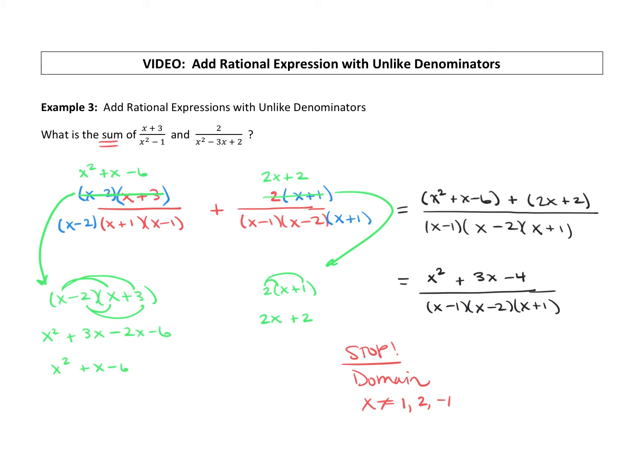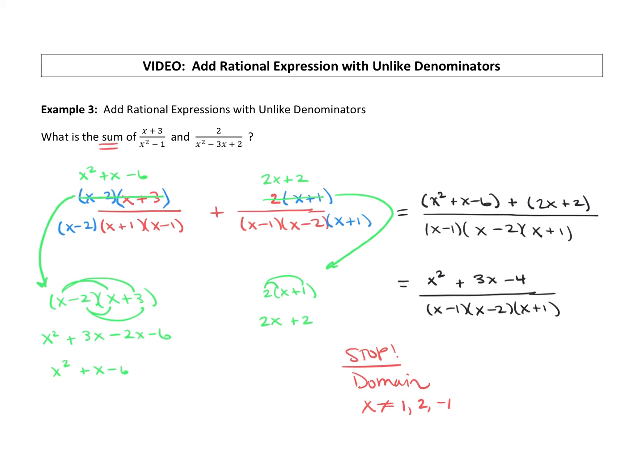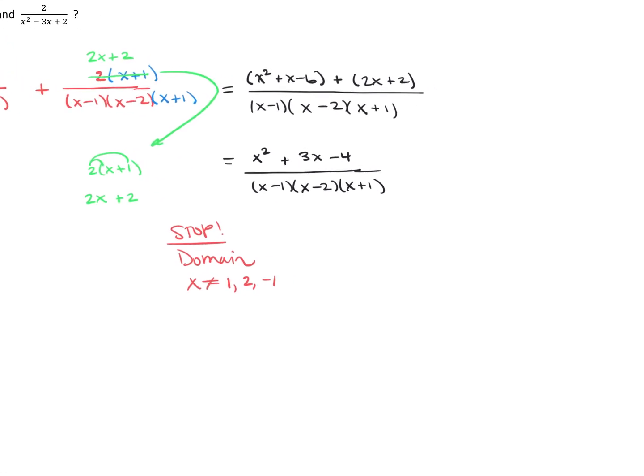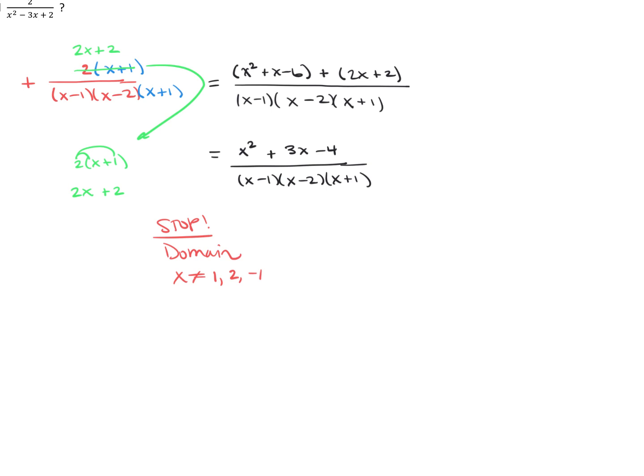We're not going to let that happen. x also cannot equal 2 because if we put a 2 in for this x, 2 minus 2 is 0. 0 times this gives us a 0 denominator. It's undefined. We're not going to let that happen. So that's why we identify that domain. All right, so back to our problem. Can we do any simplifying here? Our denominator is already factored. Can we factor the numerator and get anything to cancel?